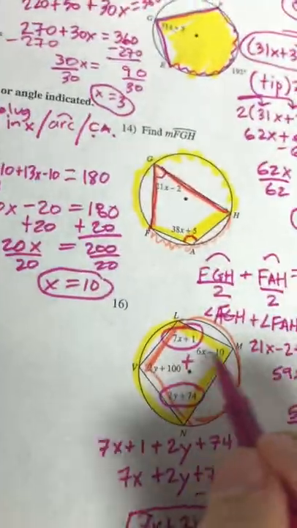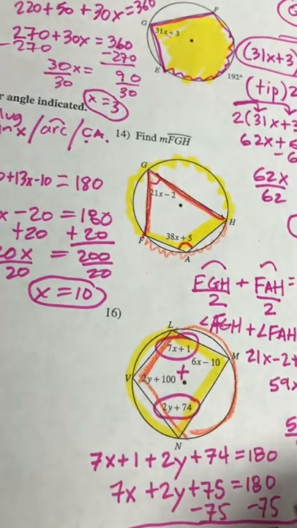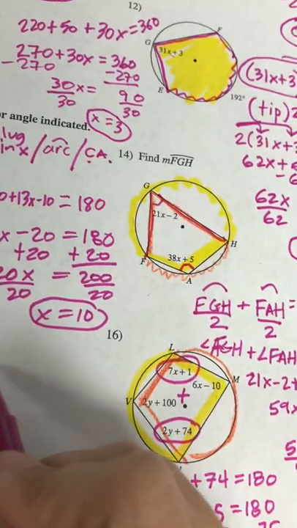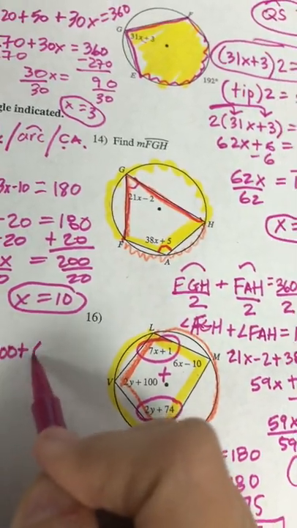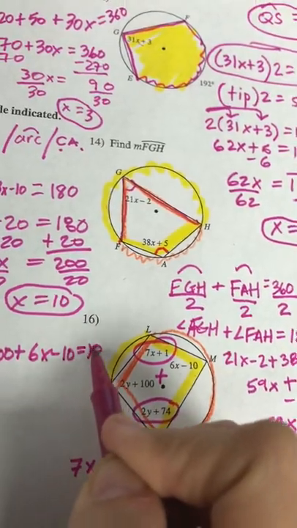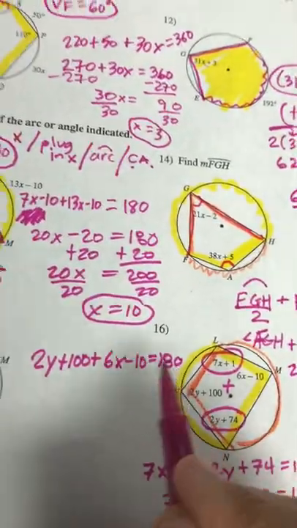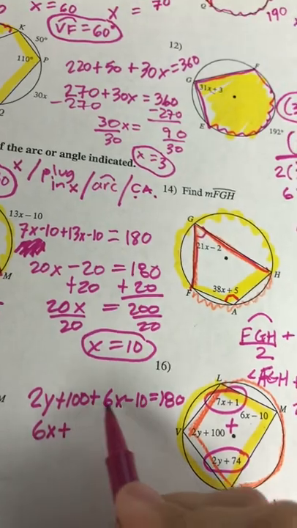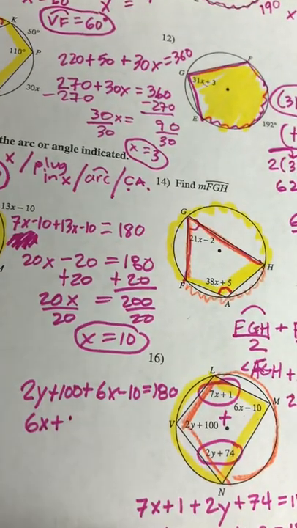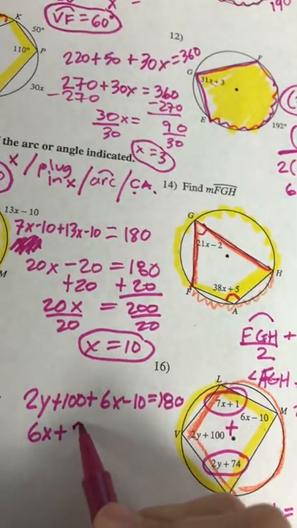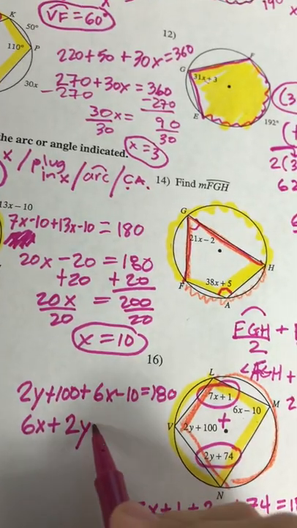Okay, now these guys, I can add those up to equal 180. 2y plus 100 plus 6x minus 10 would also have to equal 180. So let's clean up that formula. I like to list the x's first and then the 2y. It's okay, I'm just adding so I can move that around.